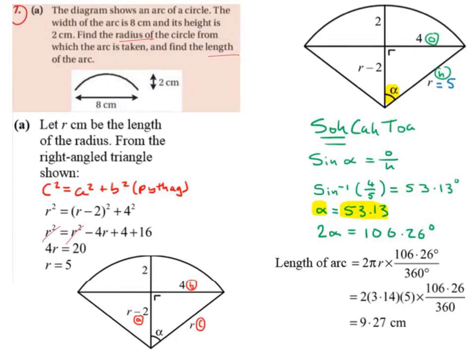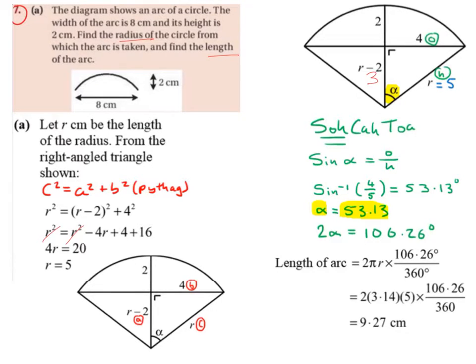Now we need to find the length of the arc, so we need to find this distance here. I've drawn the diagram out again over here, and I've labelled this angle here as alpha. We can label it x, it doesn't matter what you label it. And I'm using this right angle triangle again. I now know that the radius is 5, so I've labelled r equals 5. This is still a distance of 4, and this is still r minus 2. Since it's 5 minus 2, this is now 3.